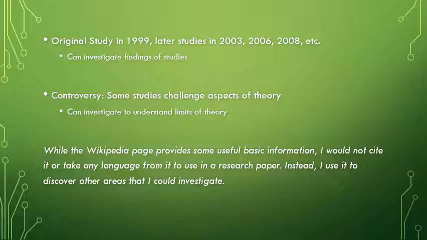I learned that there is some controversy or debate about aspects of the theory, that at least one study came to findings that contradicted some aspects of the original Dunning-Kruger study. So that tells me, okay, now that's another area I can investigate. I can investigate what the limits are of the theory, ways in which it might not be entirely accurate, ways in which it's been misunderstood and misapplied. So this is another area that I might address in my research project.